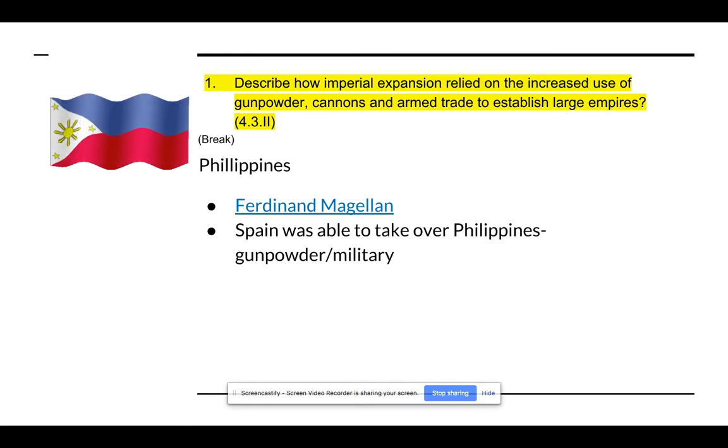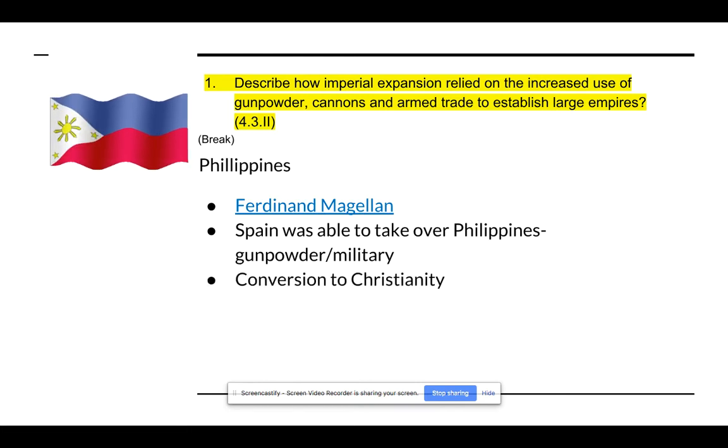Simply because, as you will read about next week, the Philippines became crucial in the silver trade, right? Looking at the Philippines, it became very rich and very diverse. Manila became the new colonial capital during this time. They converted to Christianity.